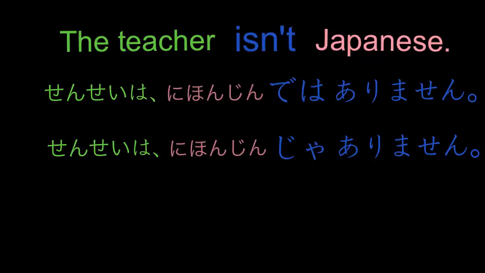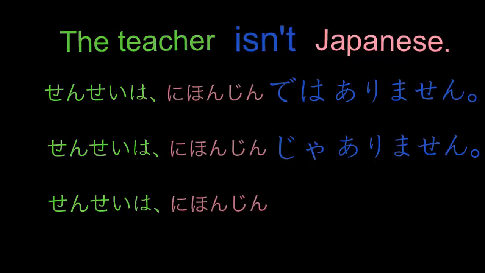The teacher isn't Japanese. And finally, we're going to look at how to say that in everyday polite language. Sensei wa, the teacher, Nihonjin, Japanese, ja nai desu. So everyday polite language, the teacher isn't Japanese. Sensei wa Nihonjin ja nai desu. Now that's the form that we would most normally use when we're speaking in a fairly polite situation. So that's the form that we'd be using when we're talking to our teacher and so on.